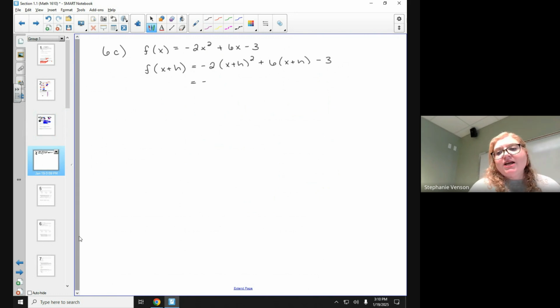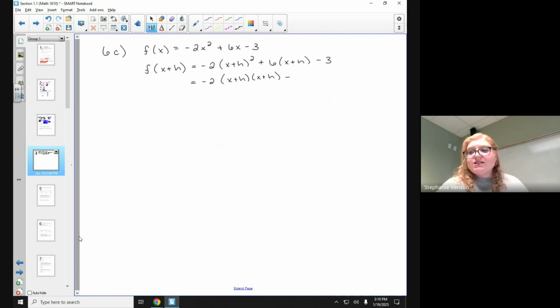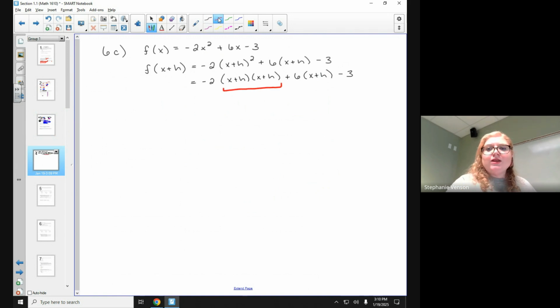That gives us negative 2 times (x plus h) times (x plus h), carrying the rest of it down, plus 6 times (x plus h) minus 3. Again, I am going to FOIL that part. So negative 2 times front, outer, inner, last.